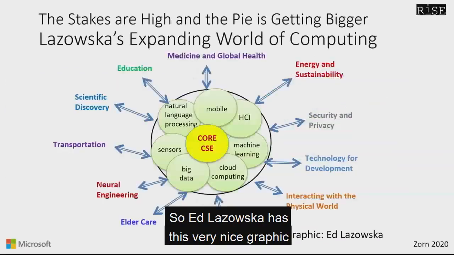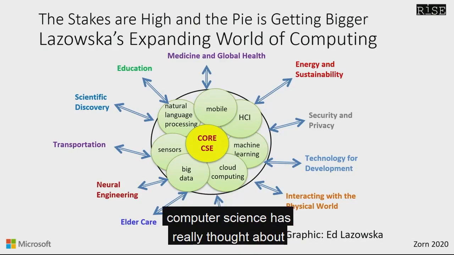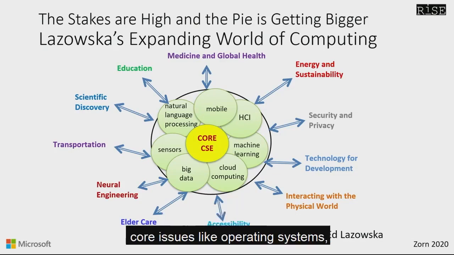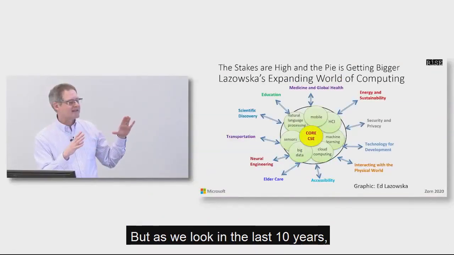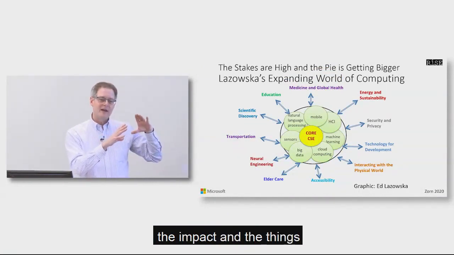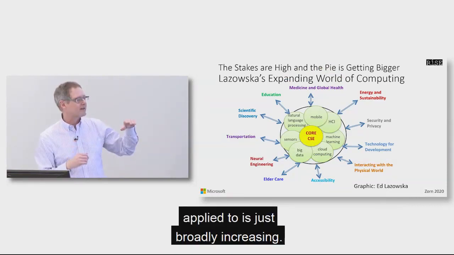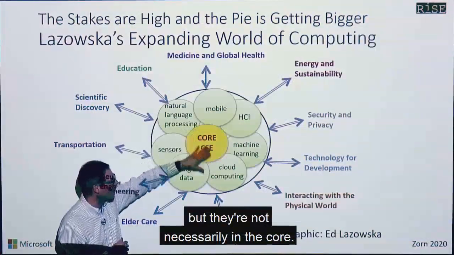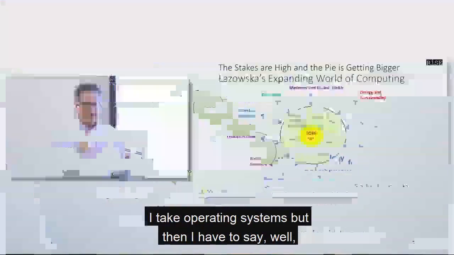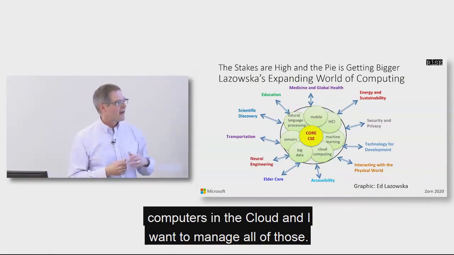And so Ed Lazowska has this very nice graphic from 5 to 10 years ago now, but highly relevant still, is the notion that historically computer science has really thought about core issues like operating systems or databases or hardware architecture. But as we look, in the last 10 years, in the last 20 years, the impact and the kinds of things that computer science has been applied to is just broadly increasing. So big data is a general category, cloud computing a general category, but they're not necessarily in the core. I take operating systems, but then I have to say, well, how do I deal with 100,000 computers in the cloud? And I want to manage all of those.